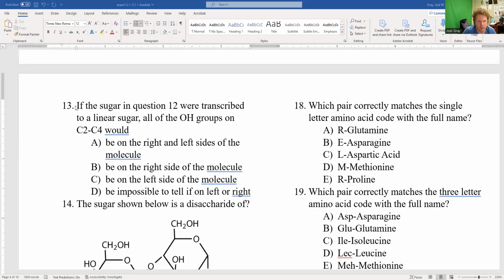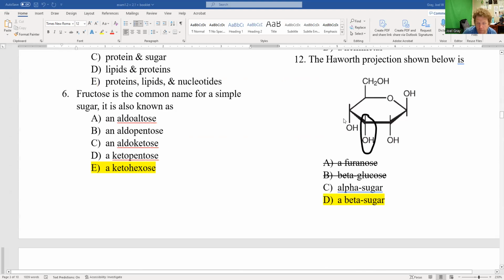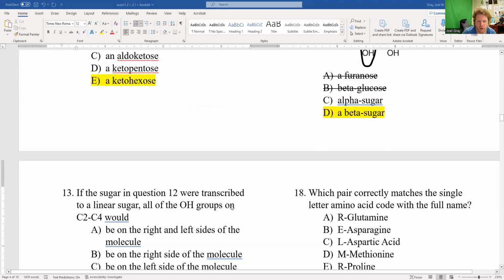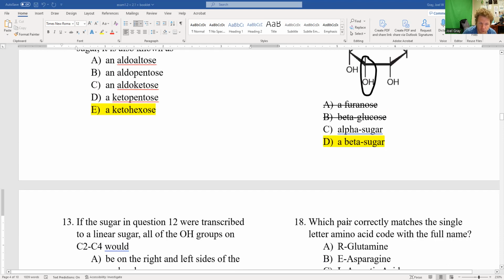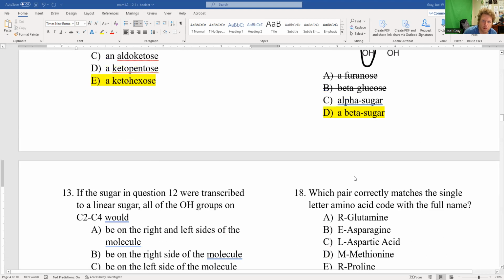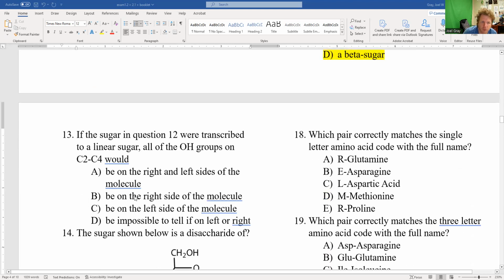Right, question number 13. If the sugar in question number 12 were transcribed to a linear sugar, all of the hydroxide groups on carbons 2, 3, and 4 would be: A, on the right-hand side and left sides of the molecule, so basically, are they on opposite sides of the molecule? B, they're on the right-hand side of the molecule. C, they're on the left-hand side of the molecule. And D, it's impossible to tell if they would be on the right or the left-hand side.